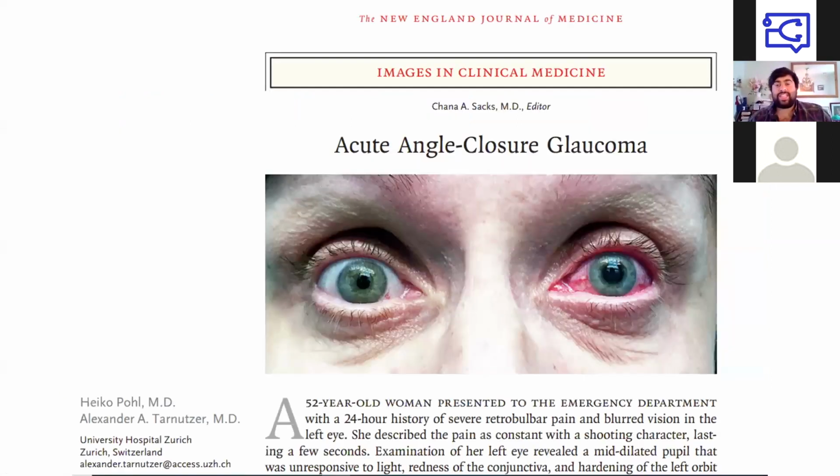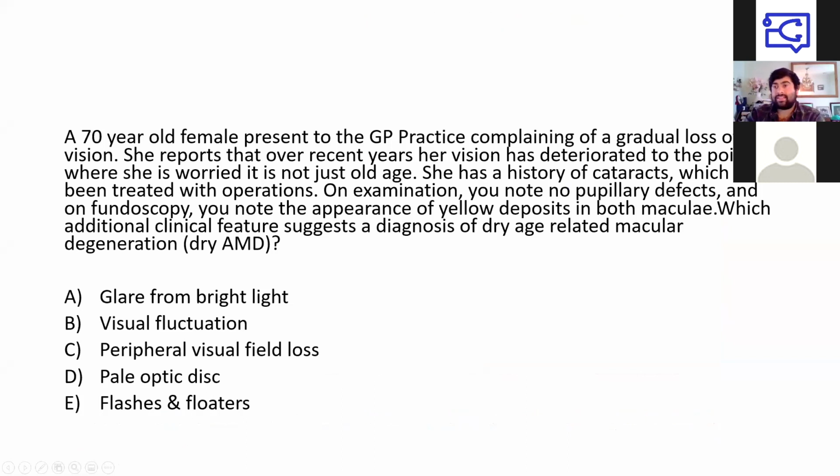This is another Images in Clinical Medicine that I thought was a really beautiful manifestation of angle closure glaucoma. You can see in the write-up that it's a 52-year-old woman with severe retrobulbar pain and blurred vision in the left eye. You can see that the left eye is red. The pupil is fixed and dilated. They state in here that there's a poor response to light. You can't really see a cloudy cornea, but maybe you could convince yourself. But that's a very nice picture of acute angle closure glaucoma. Next question.